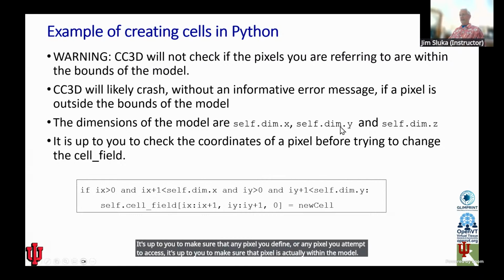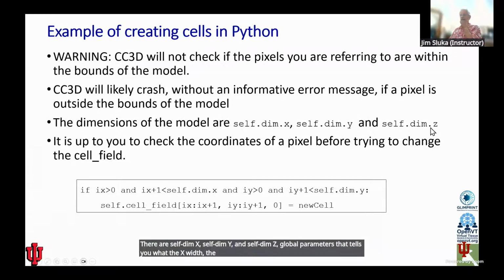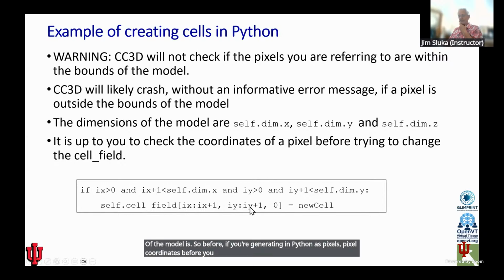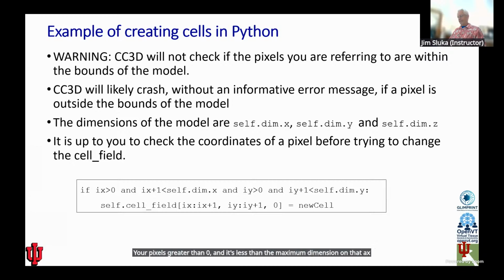There are self.dim.x, self.dim.y, and self.dim.z global parameters that tell you what the X width, the Y width, and the Z width of the model is. So if you're generating pixel coordinates in Python, before you actually reference the cell field for those pixels, you should make sure that your pixel is greater than 0 and it's less than the maximum dimension on that axis.